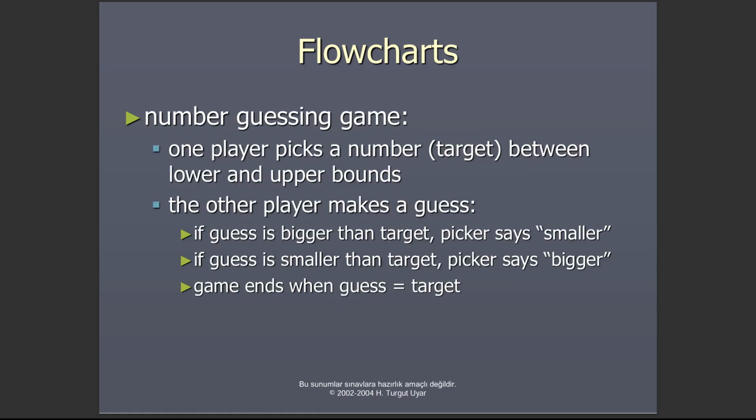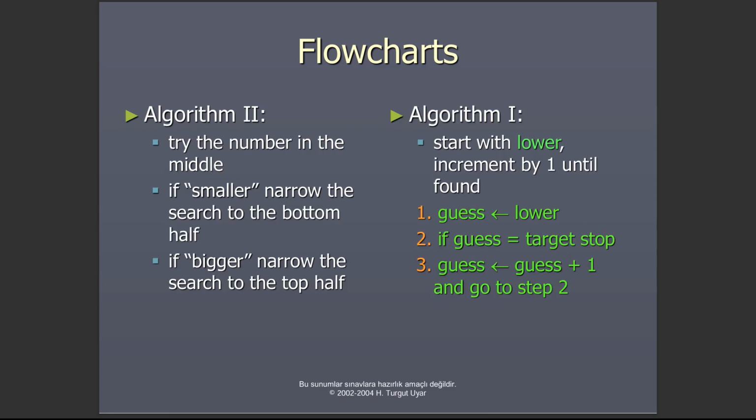And let's look at something fun, a number guessing game. Here's how it works. One player thinks of a number between two limits. We call these the lower and upper bounds. The other player tries to guess this number. After each guess, the first player gives a hint. They say smaller if the guess is too big, or bigger if the guess is too small. The game continues until someone guesses the correct number. This is a great example of how we can use algorithms in a simple way.